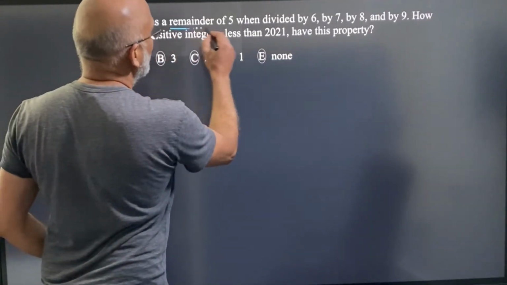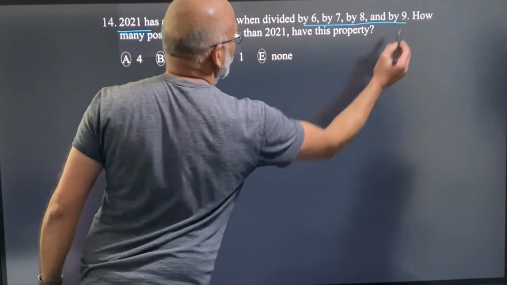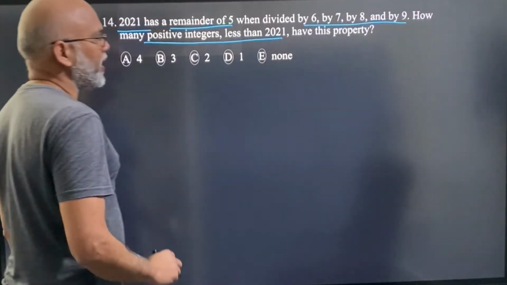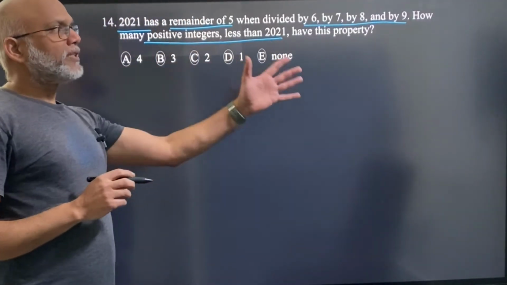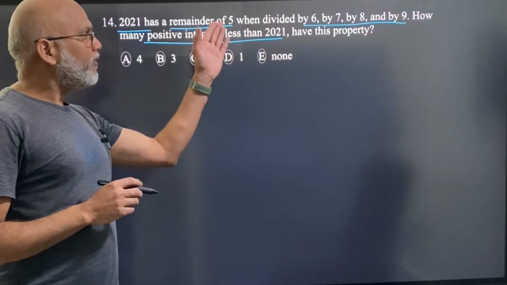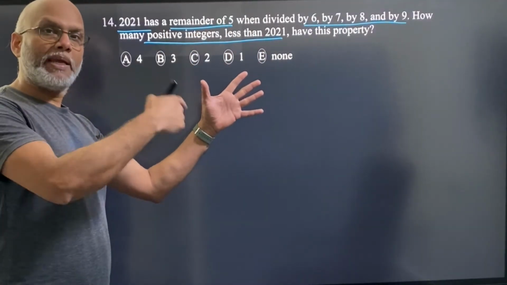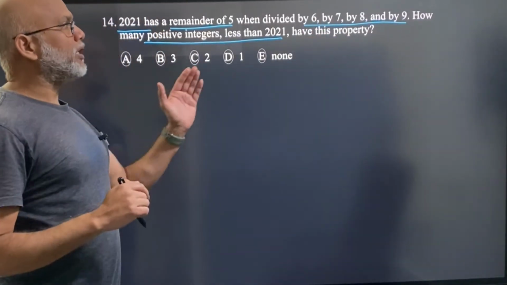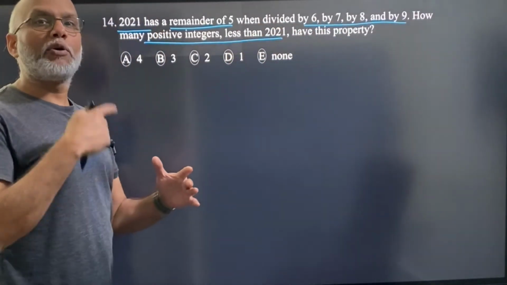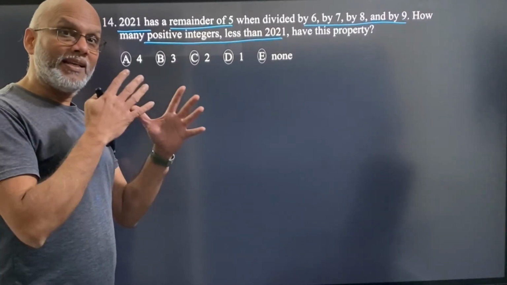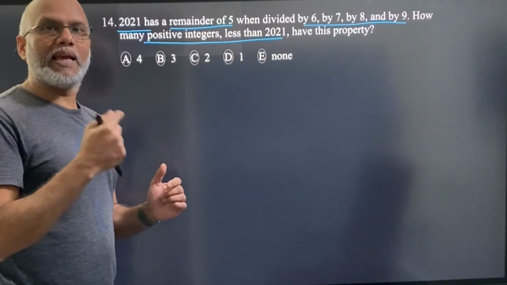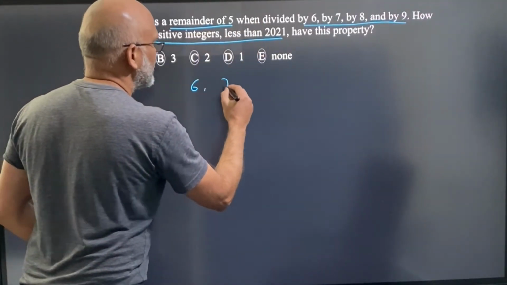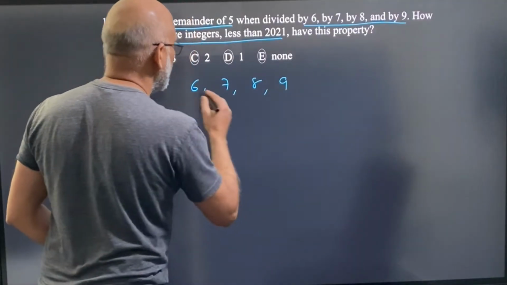2021 has a remainder of 5 when divided by 6, 7, 8, 9. How many positive integers less than 2021 have this property? Alright, so we have to find numbers such that if I take away 5 from those numbers, that will be divisible by 6, 7, 8, 9. So basically we need to find multiples of 6, 7, 8, 9. And how do we do that? As you can already see, this problem is screaming LCM. So let me try to find the LCM of 6, 7, 8, 9.